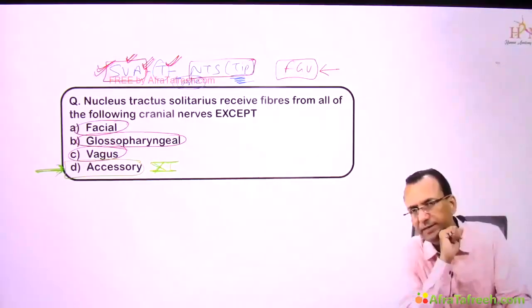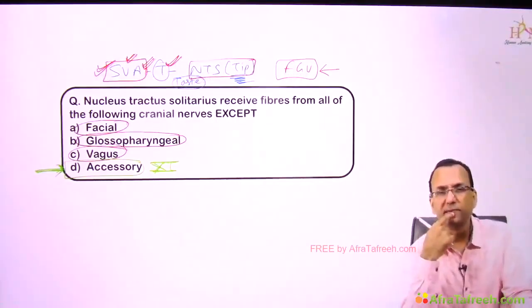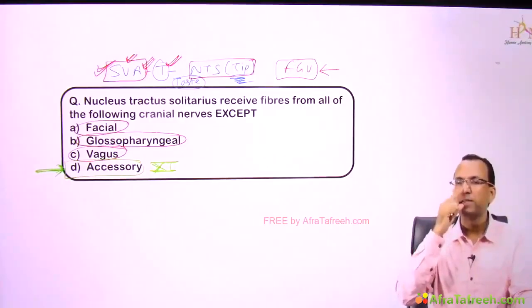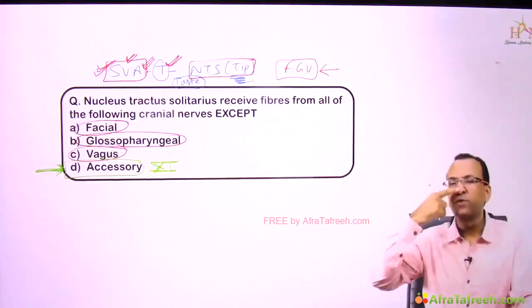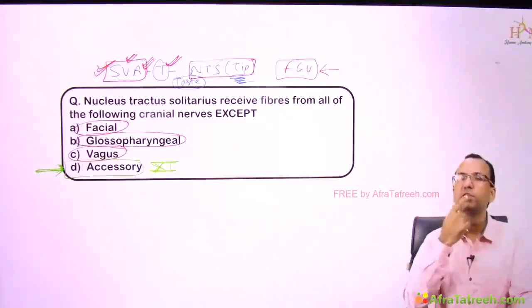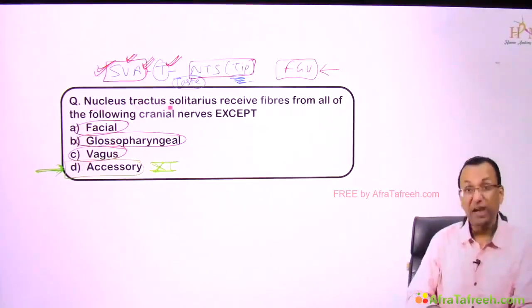Who is the other SVA? One is taste. Who is the other SVA? The smell. But remember, smell will never come to the brainstem. Smell is telencephalon. It doesn't come to the brainstem. Only taste comes to the brainstem. This is a discussion on brainstem nuclei, actually.